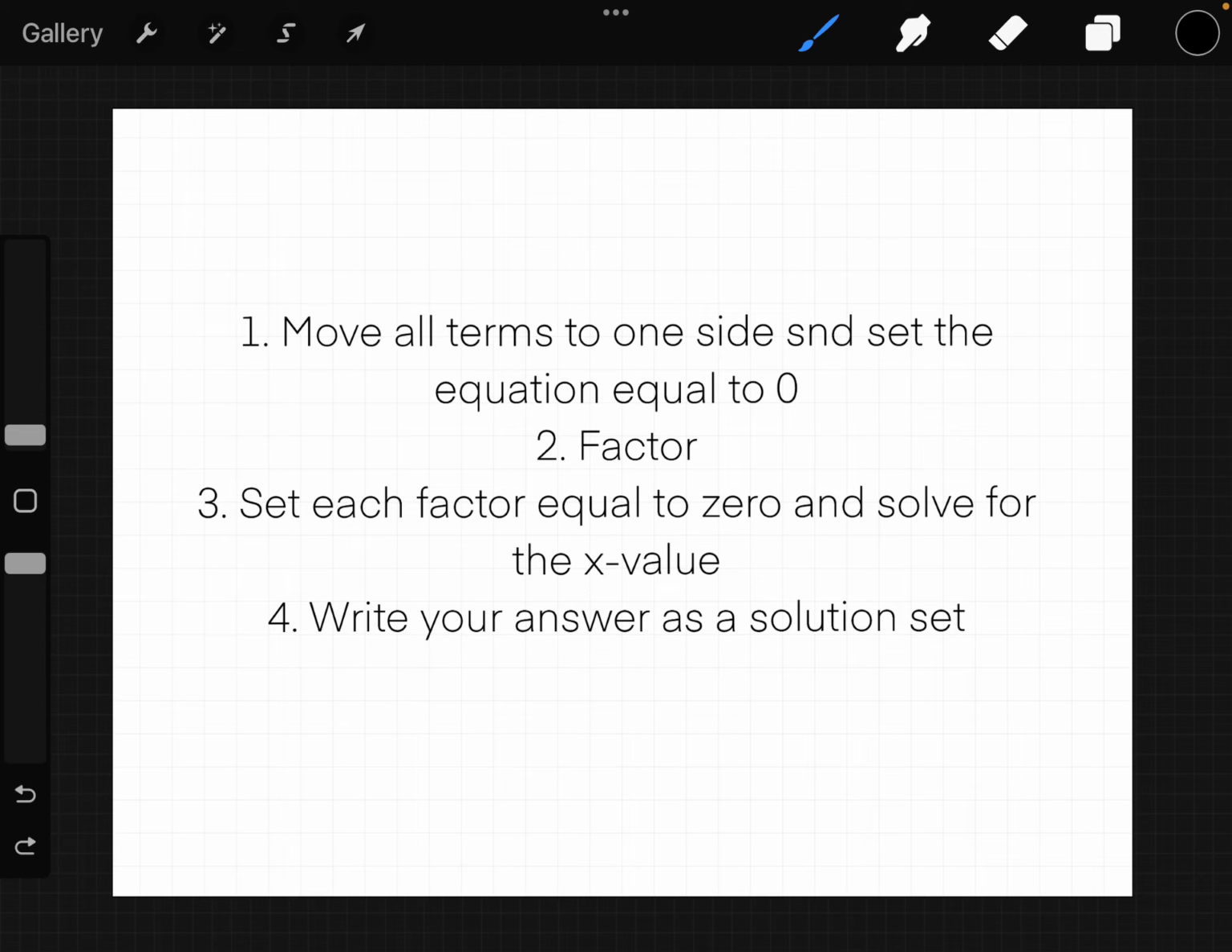This is lesson 1.2, solving quadratics by factoring. In the last video, we went over how to factor, and now we're going to talk about how to solve these quadratics once we've factored them.